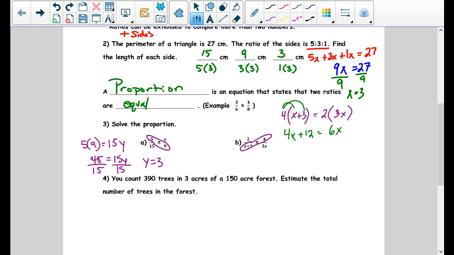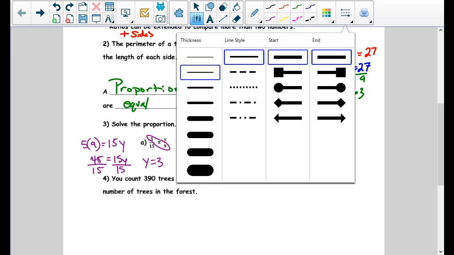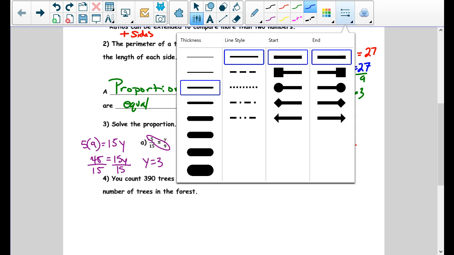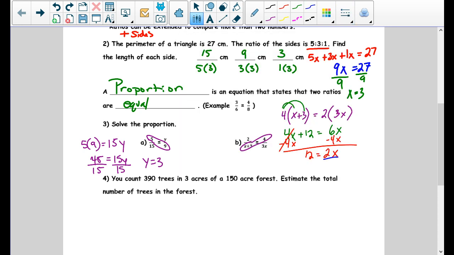Okay, so I got x's on both sides, so let's get all the x's on the same side now. What do I need to move? Let's get rid of that 4x by what? Good, subtracting 4x on both sides. So that cancels, so 12 is then going to leave me with 2x, so 12 equals 2x. Divide by 2, and x equals 6. Okay.